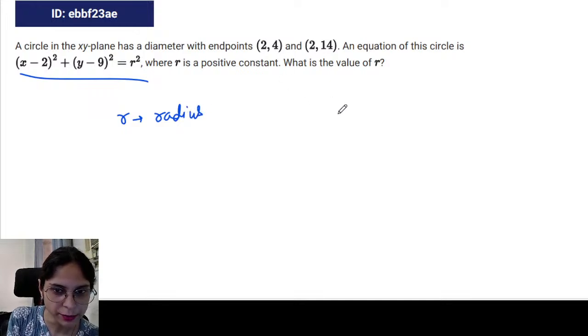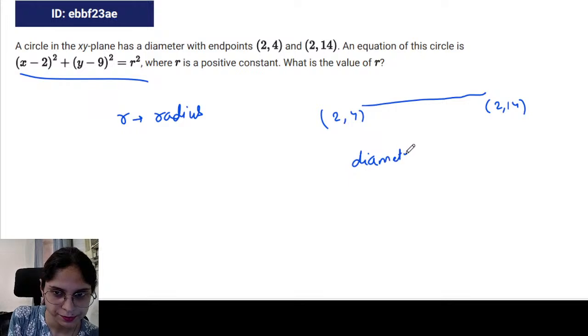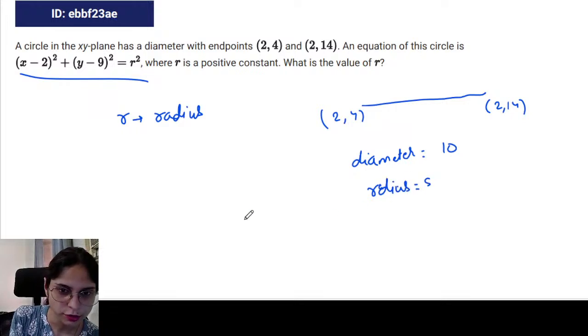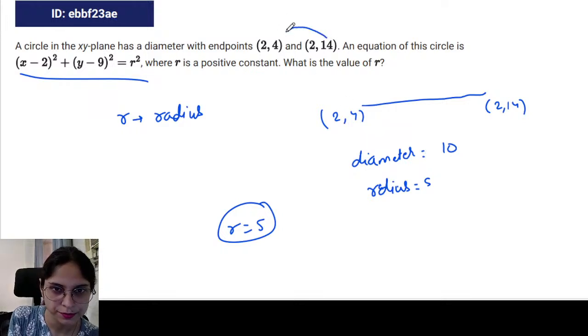So diameter endpoints are given to you, 2, 4, 2, 14. You can find the diameter, and you can see diameter is going to be 10, so radius is going to be 5, so the value of r is 5. How do I know it's 10? Because 14 minus 4 is 10, 2 minus 2 is 0.